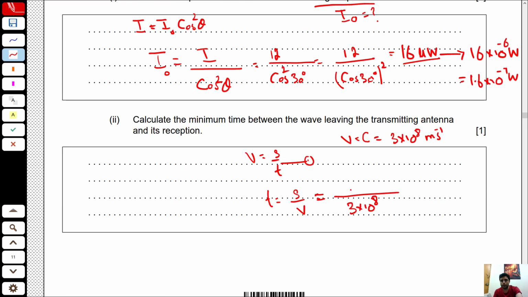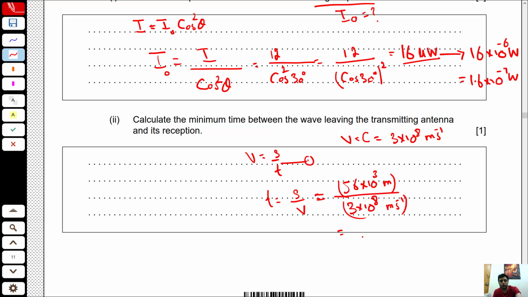So 56 kilometer is 56 times 10 to the power of 3 meter. This is in meter, this is in meter per second. Make sure that you respect these units. So convert kilometer into meter. Just hit the calculator: 56 times 10 to the power of 3, bracket close. Make sure you add this bracket and then this bracket.